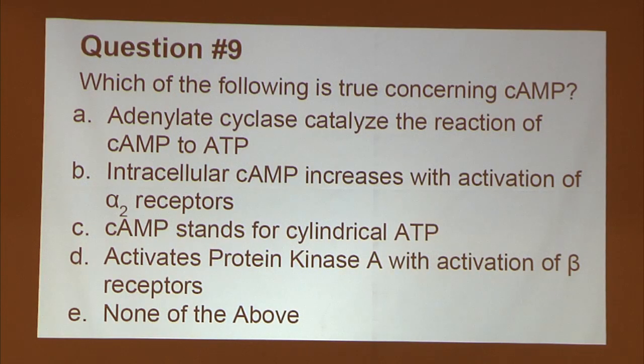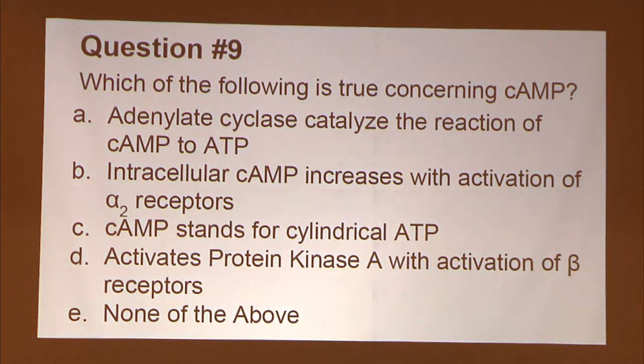Okay. So we have another question. Question 9 says, which of the following is true concerning cAMP? So A says, adenylate cyclase catalyzes the reaction of cAMP to ATP. That one isn't true because adenylate cyclase or adenylyl cyclase is actually catalyzing the reaction of ATP to cAMP. So we're producing cAMP, we're not using cAMP to produce other things.